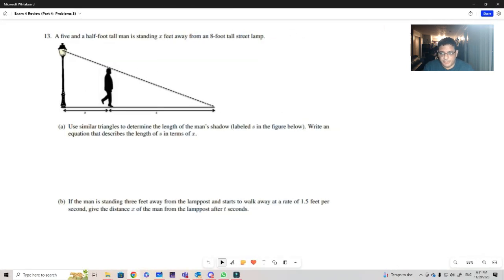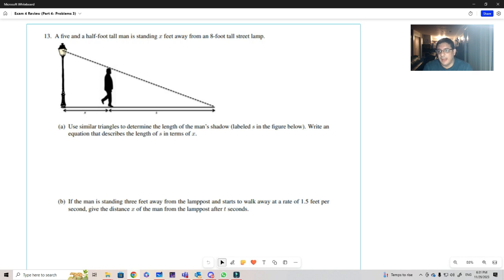Hello everyone. In this part 4 of the problems, we're going to conclude with some problems that are related to both rate of change and also volumes and surface area. So initially we consider question 13.